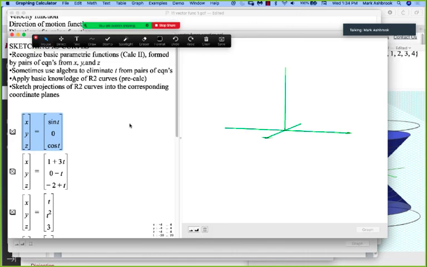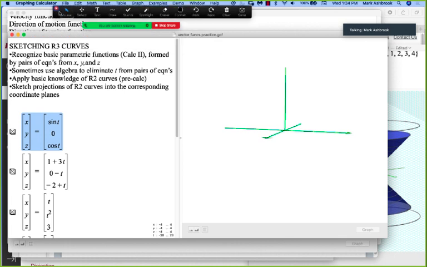So here's just a little, you can write this down later. Don't take the time to write this down now. But sketching R3 curves, we want to recognize basic parametric functions from Calc 2, formed by pairs of equations of x, y, and z. So we're going to pair together x, y, and z, and recognize parametric functions that we did in Calc 2.